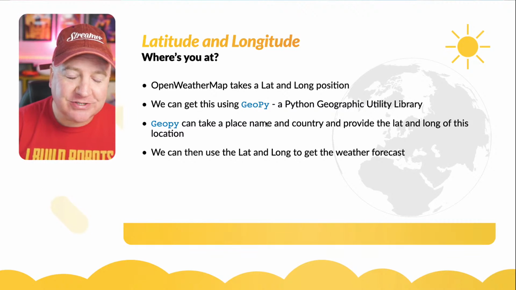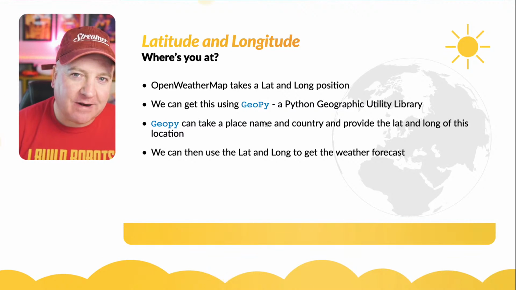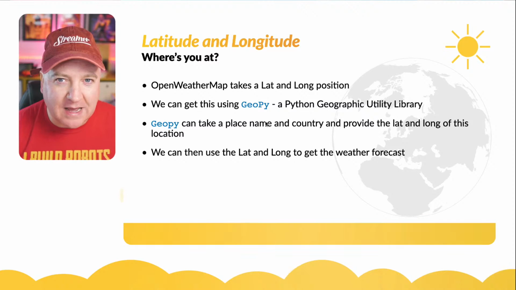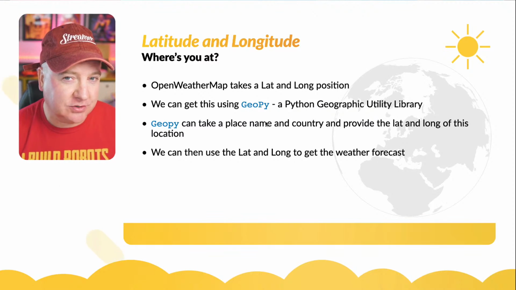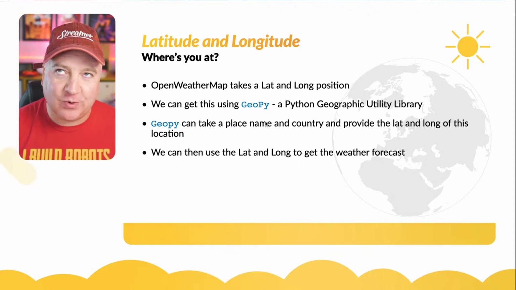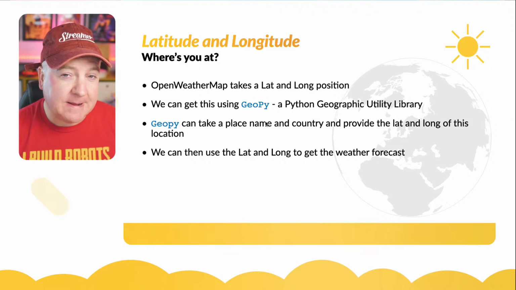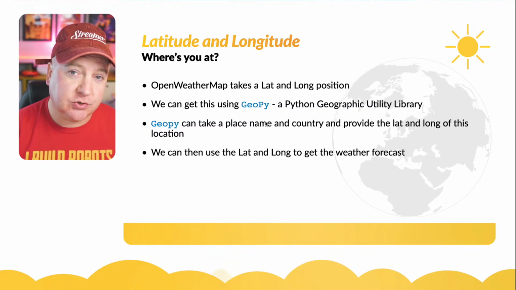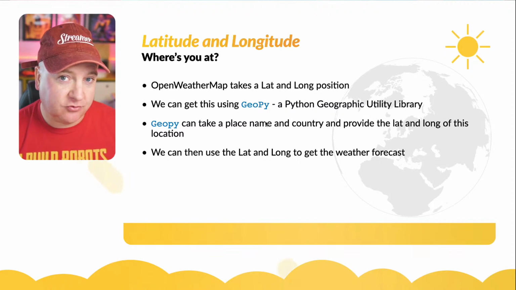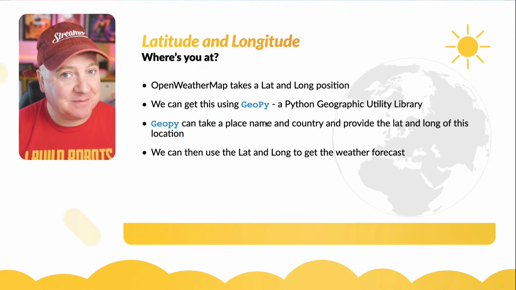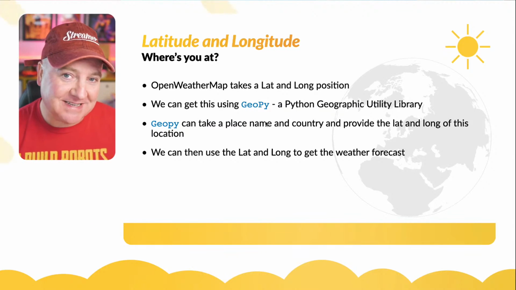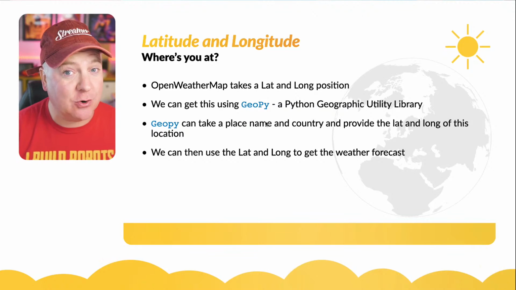So the latitude and longitude, I was thinking, I don't really want to have to figure out where I am. I know I could go on like Google Maps or something and figure out what my latitude and longitude is. But this is Python. We can figure this out using some libraries. So what we want to do is give it a place name and a country, and then it tells us what the latitude and longitude of that place is. So there's a Python library. There's always a Python library to help us do these kinds of things, and this one's called Geopy.